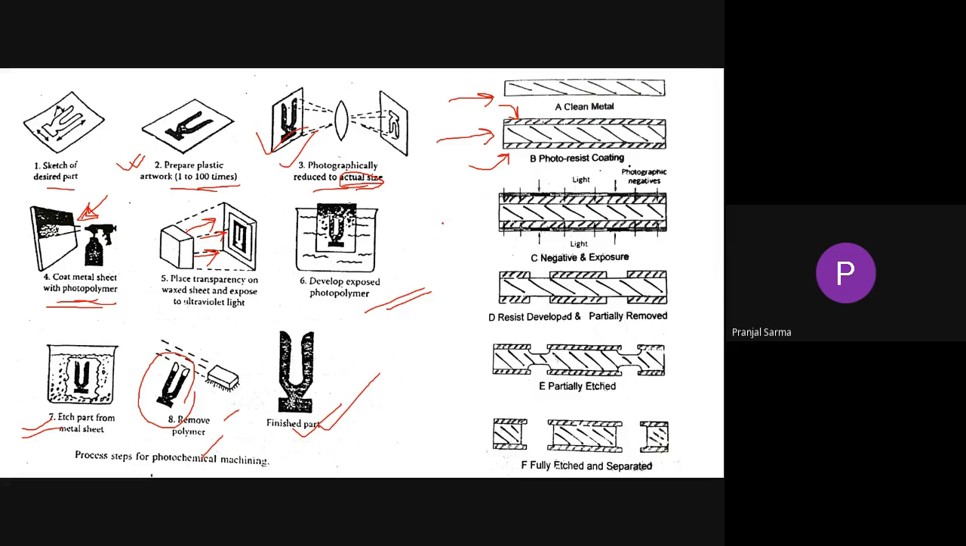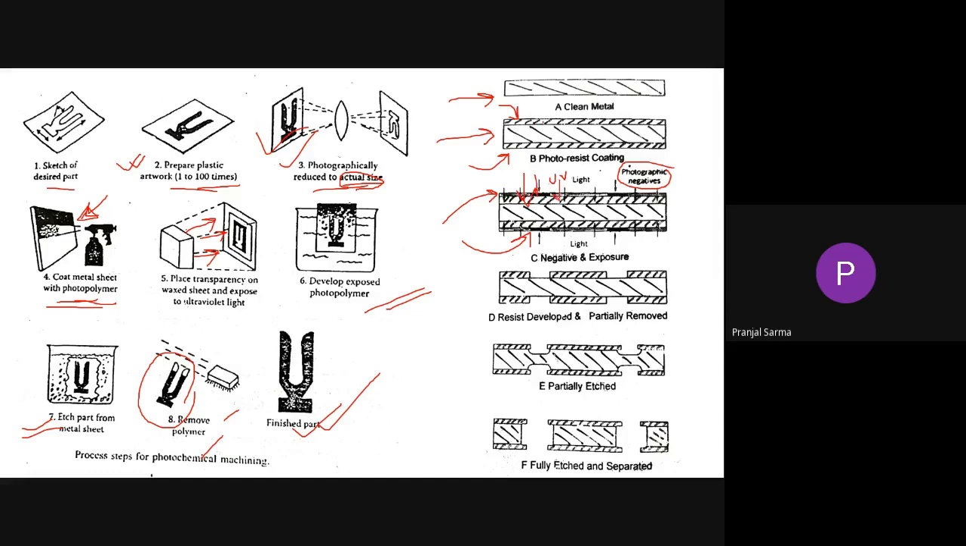Onto it goes the photographic negative, which is ultimately the photo tool that we are talking about. Depending on whether you want to erode from both sides or from a single side, you are going to use that photographic negative on both sides or on one side, depending on from which side you want the material removal. After that we'll be exposing it to UV light.